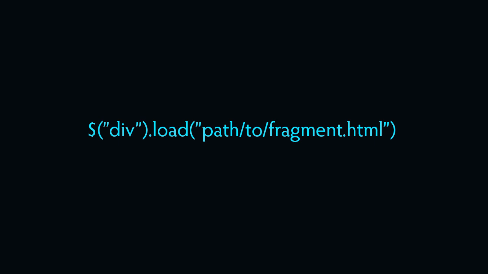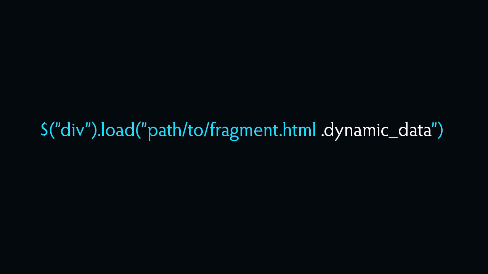The load method works by calling it on the jQuery representation of a given element. Once it's called, it loads the HTML fragment from the path passed into it as the first argument. In this example, the div will have the contents of the fragment.html file loaded within it. If the fragment contains more information than what's needed, you'll need to specify the CSS selector for the content you wish to load into your element. In this example, the div will only have elements with the class dynamic data loaded into it.